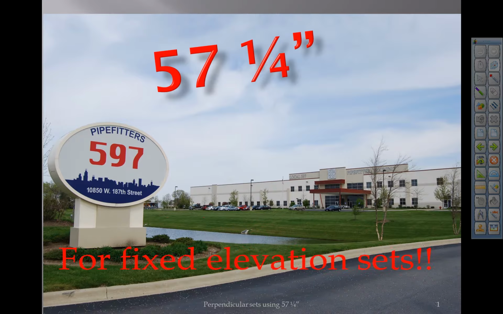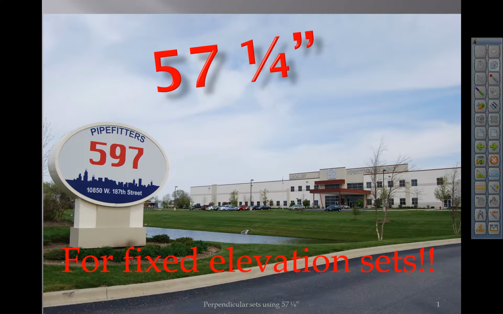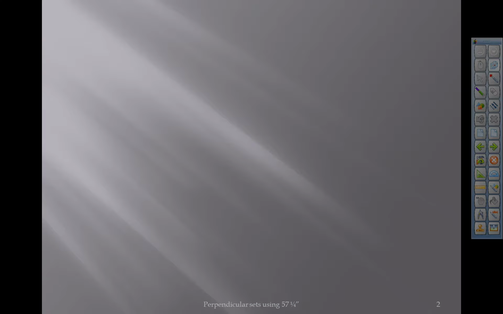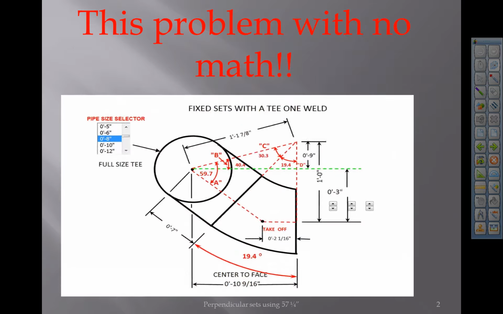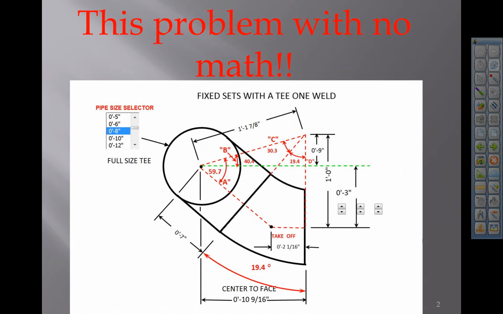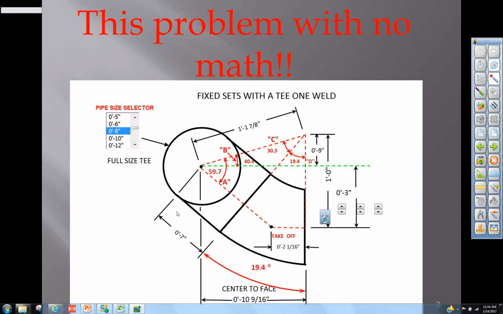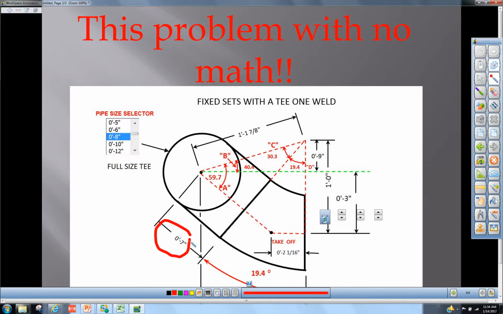Alright, we're going to use 57 1/4 to solve fixed elevation sets. This problem with no math. We have a T rolled into an elevation change of 3 inches here. 8-inch full-size T. Takeoff of the T, 7 inches. Elevation change is 3.